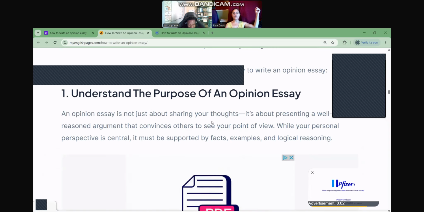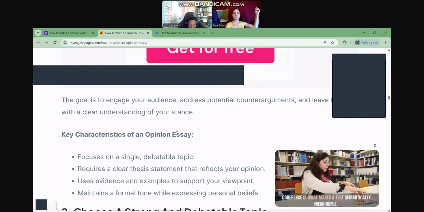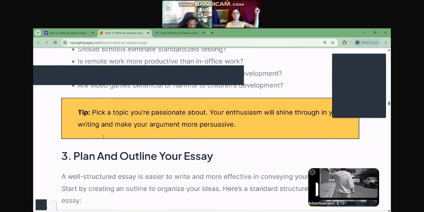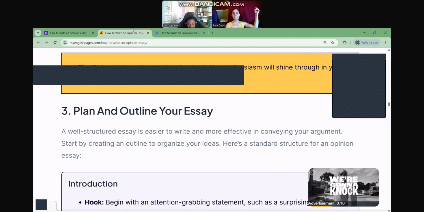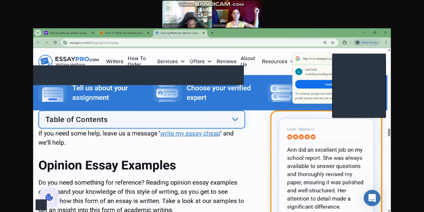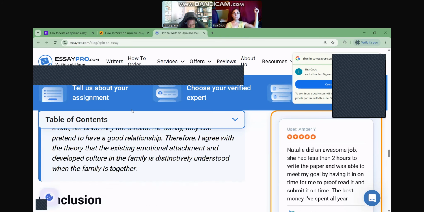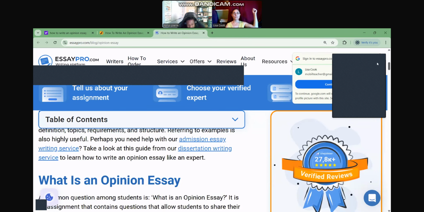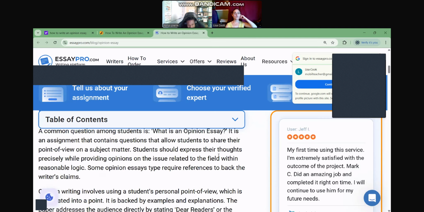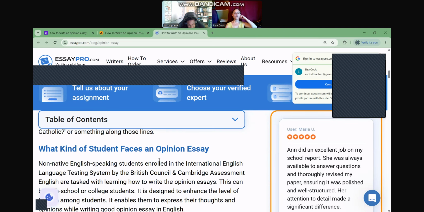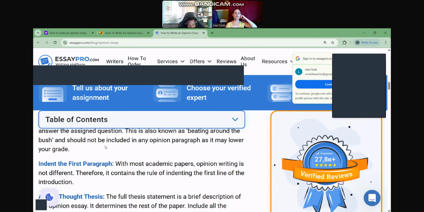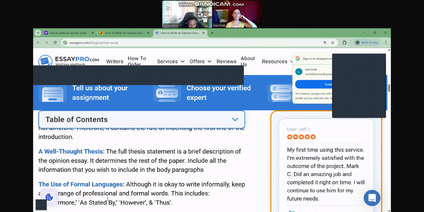Understand the purpose of an opinion essay. Strong and debatable topic. Plan and outline your essay. So, if we're looking at this one, what kind of... now they're telling you right here, here's some information that they give you that this one does not, right?